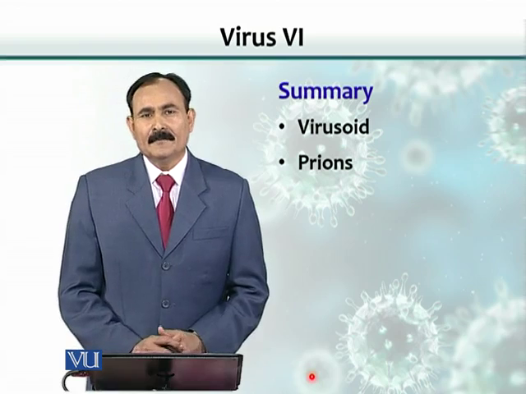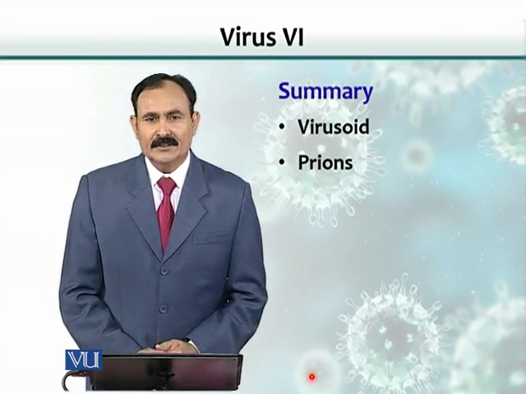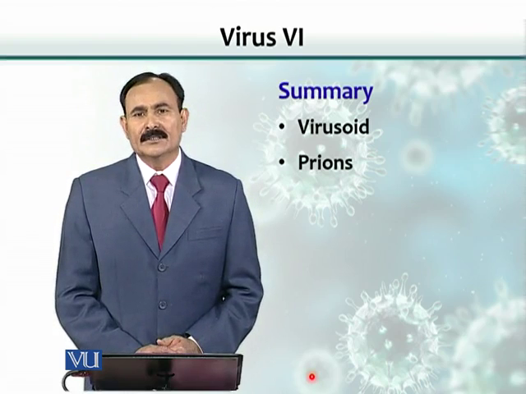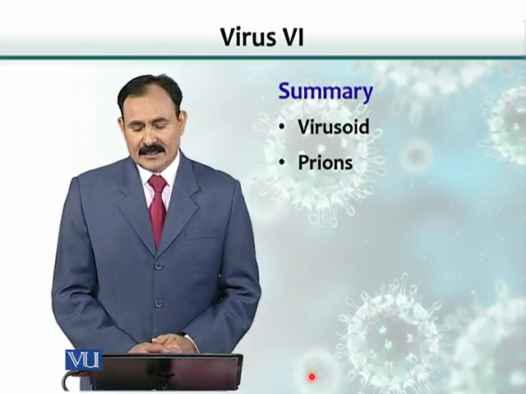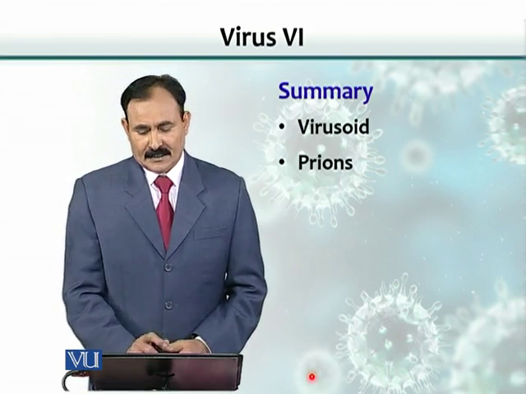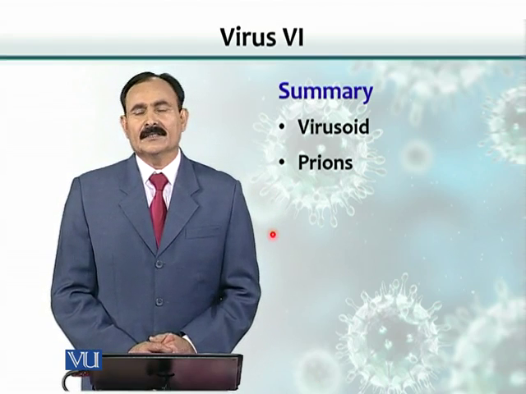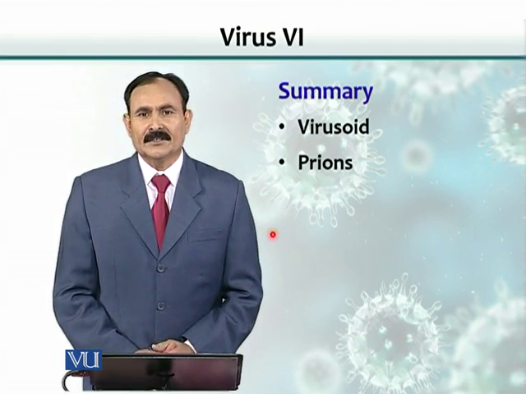So in summary, virusoids are single-stranded RNA molecules that can encode a few genes or gene products, and they need a helper virus to infect. And prions are abnormal forms of proteins that accumulate in the cells and cause dysfunctioning of the cells.